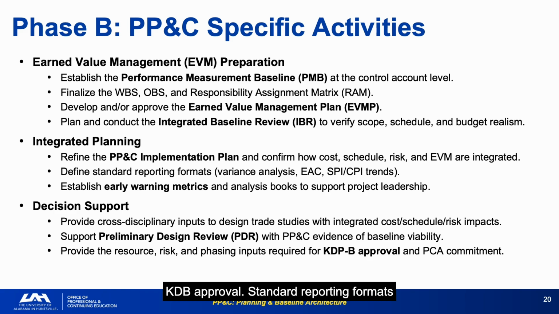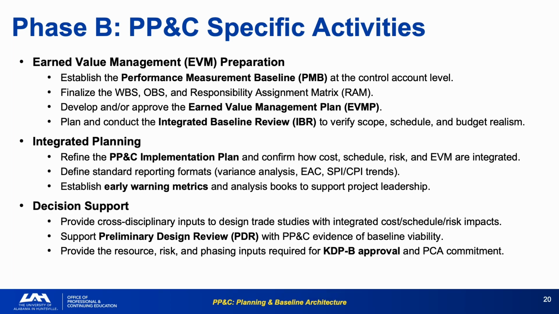Standard reporting formats for variance analysis, EAC, and SPI/CPI trends must be defined and agreed upon in Phase B, not improvised in Phase C when performance data starts coming in. Early warning metrics and analysis books established in Phase B are the ongoing assessment infrastructure. They should be working by the first month of Phase C, not built from scratch after the first variance is identified.